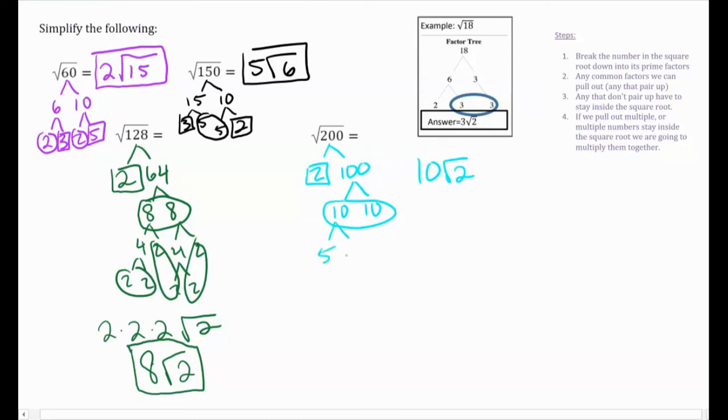But if you feel more comfortable, you can always break it down into its final prime numbers. I see a pair of 5s here, which I would pull out, a pair of 2s here, which I would pull out, and what's left over is that single 2, which again gets me my final answer of 10 root 2.